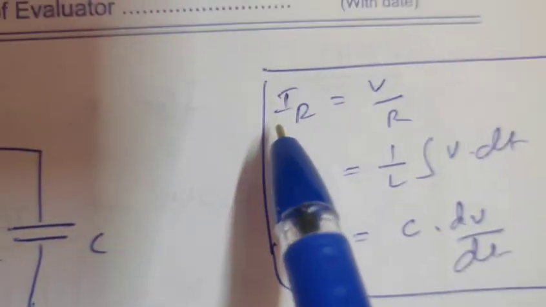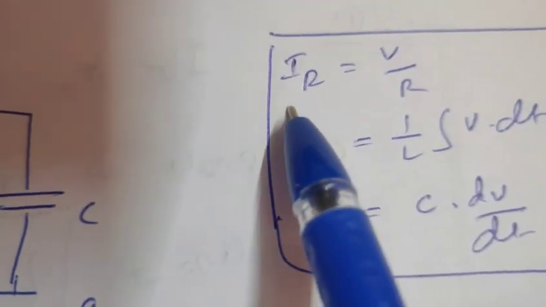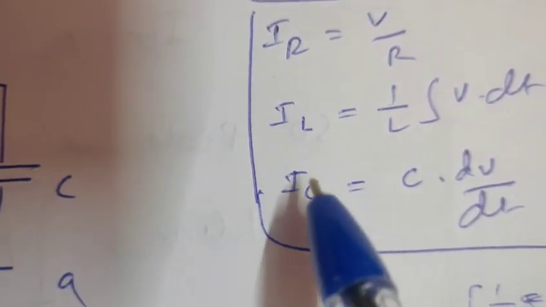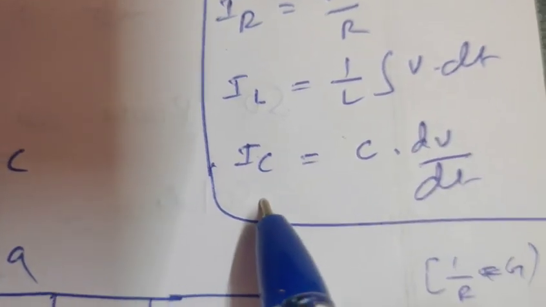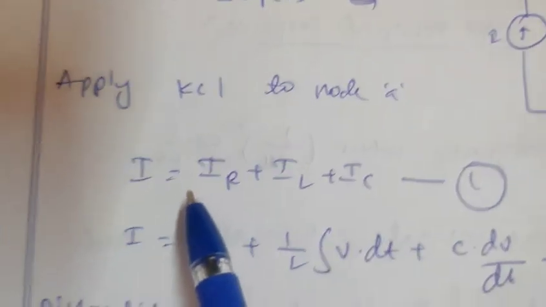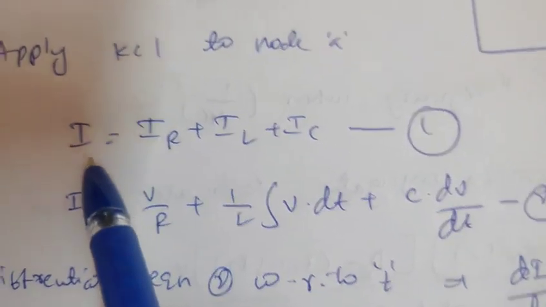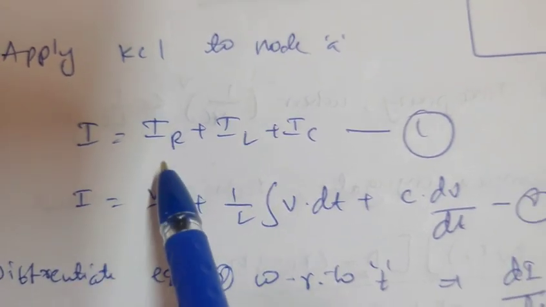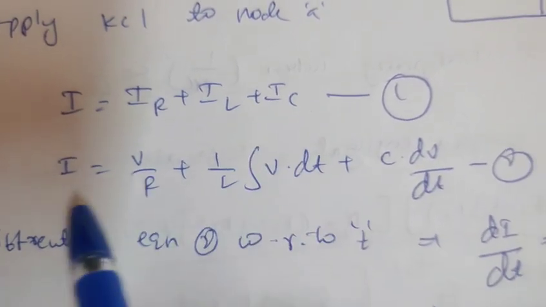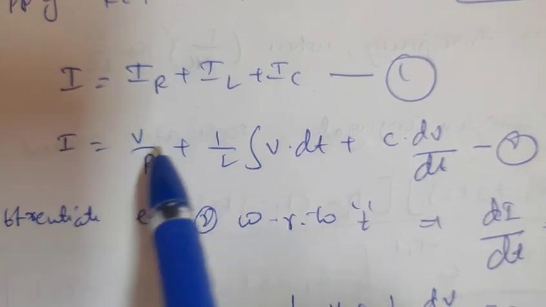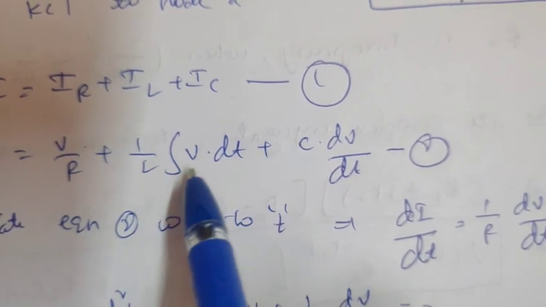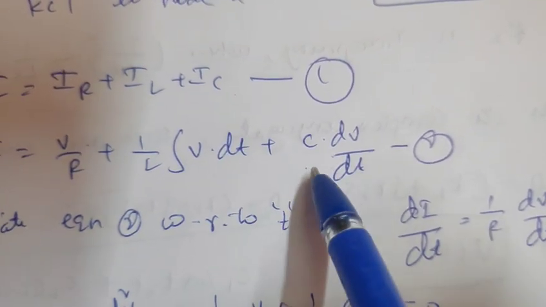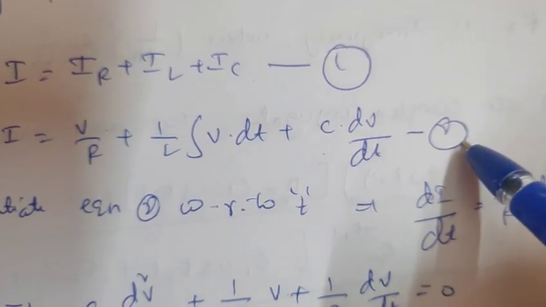First of all, we write down the current across a resistor, which is V by R; across the inductor, which is 1 by L integral V dt; and across the capacitor, which is C into dV by dt. So by applying KCL to node A, we get the current I equal to the current across the resistor, inductor, and capacitor. So I is equal to V by R plus 1 by L integral V dt plus C into dV by dt. Make it equation number 2.